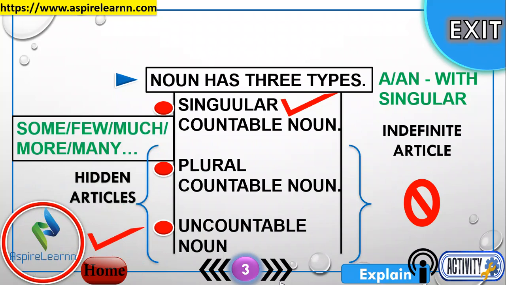Key takeaways: a or an goes with singular countable nouns. No a or an for plural countable and uncountable nouns; use quantifiers like some, few, much for plural and uncountable nouns. Some articles are hidden and understood from context.